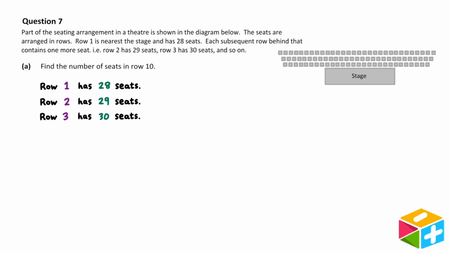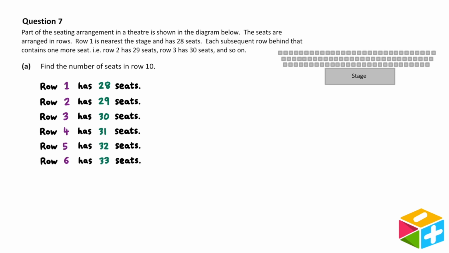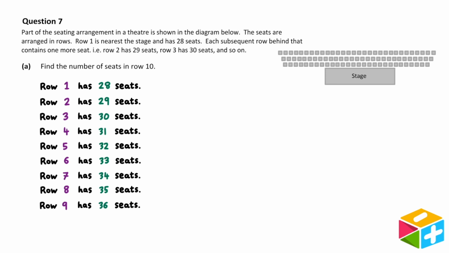To find the number of seats in row 10, we can just continue this pattern all the way down. Row 4 will have 31 seats, row 5 has 32 seats, row 6 has 33, row 7 has 34, row 8 has 35, row 9 has 36, and row 10 has 37. So our answer here is that row 10 has 37 seats.